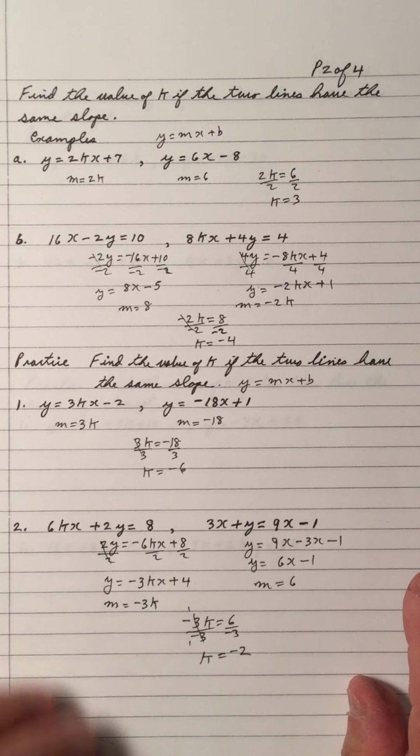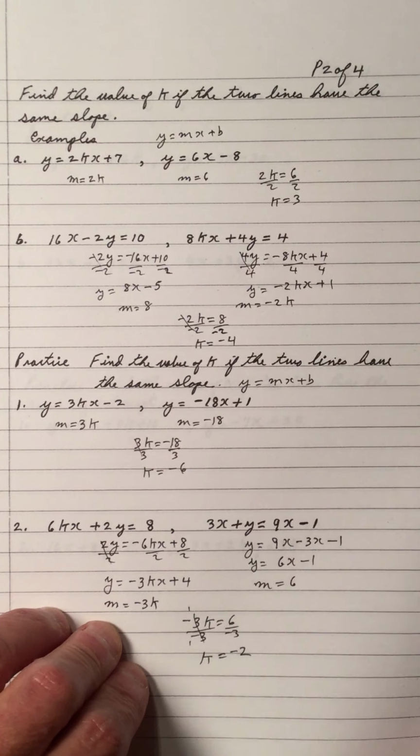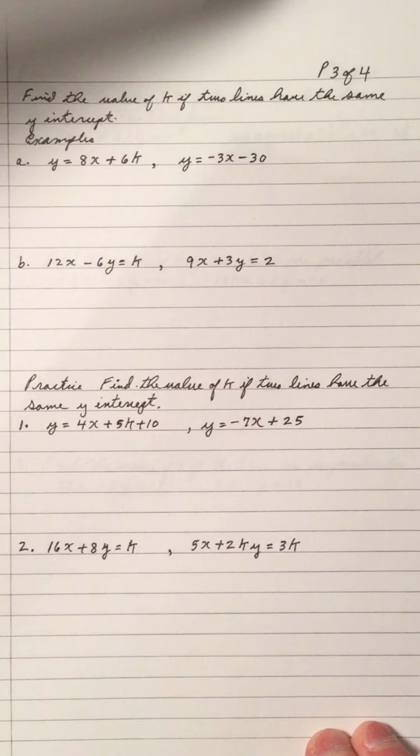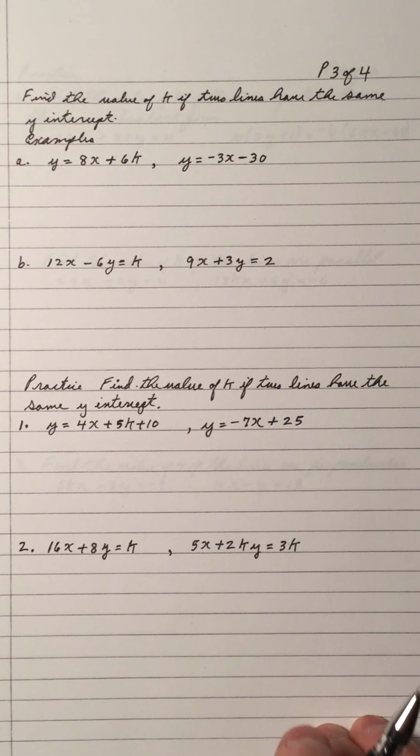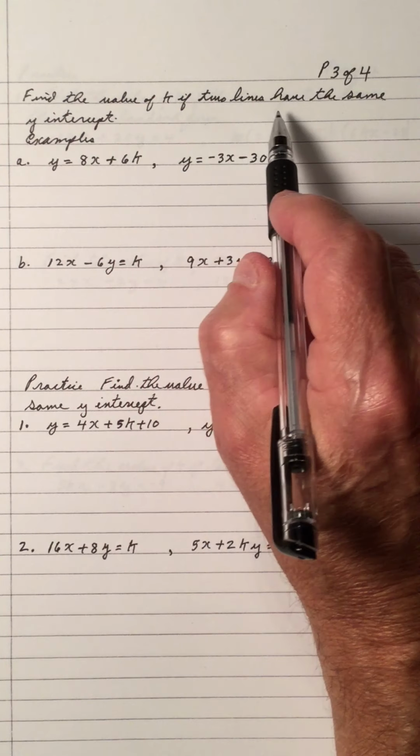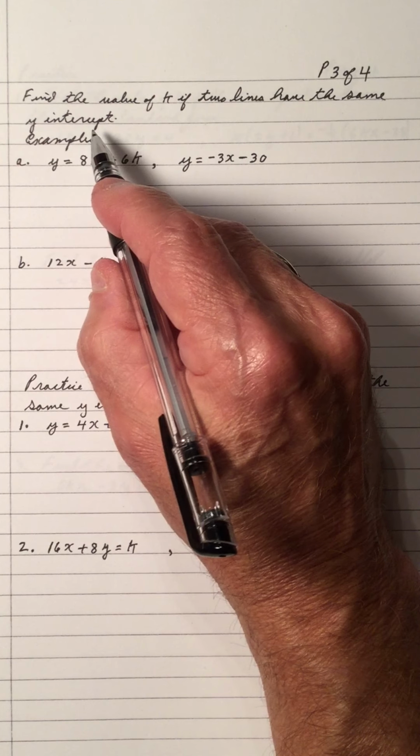And that brings us to the end of this page. Let's try the next page. Find the value of k if the two lines have the same y-intercepts.